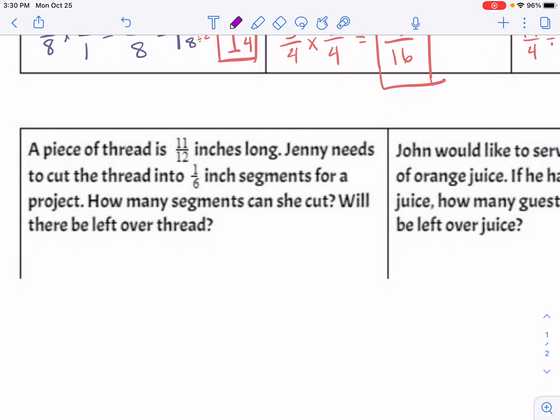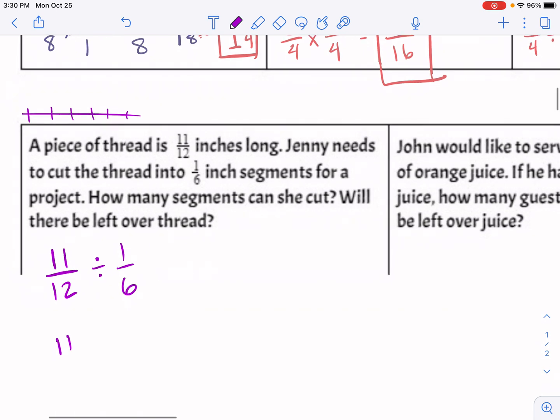So we know that she has a piece of thread and she's trying to cut it into segments that are only 1/6 inch, and we're trying to figure out how many she can make. So this is a division problem. So we're taking that thread that is 11/12 and dividing it into 1/6 inch segments. So we're going to keep 11/12, change that to multiplication and then flip this right here. All right, 11 times 6 is 66, and then 12 times 1 is 12.